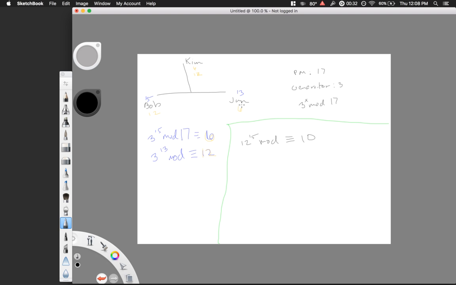Jan is going to do something similar. She's going to take her public result, which was 6. She's going to raise it to her private number. And I'm sorry about that. This should be mod 17. And she's going to get, are you ready for this? 10. And now we have our shared key.